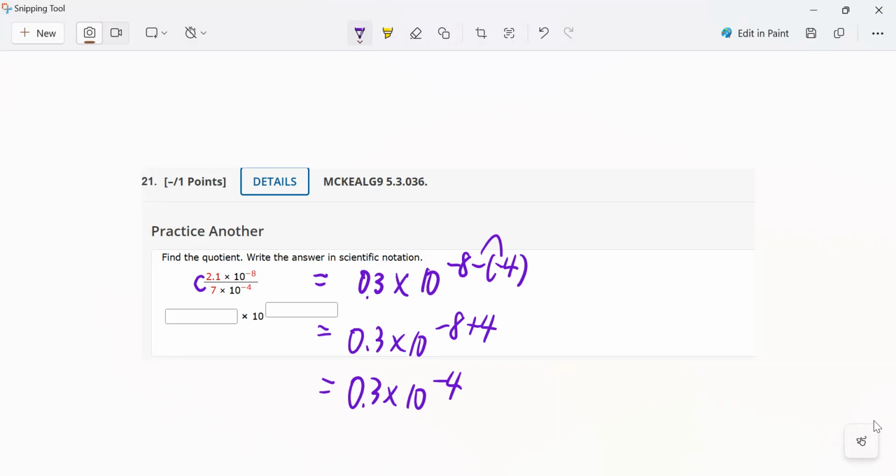Now if you look at it, you're going to write the answer in scientific notation form, and it's not there yet. Almost there. Because 0.3 is not right, we want to make sure this number A is between 1 and 10.